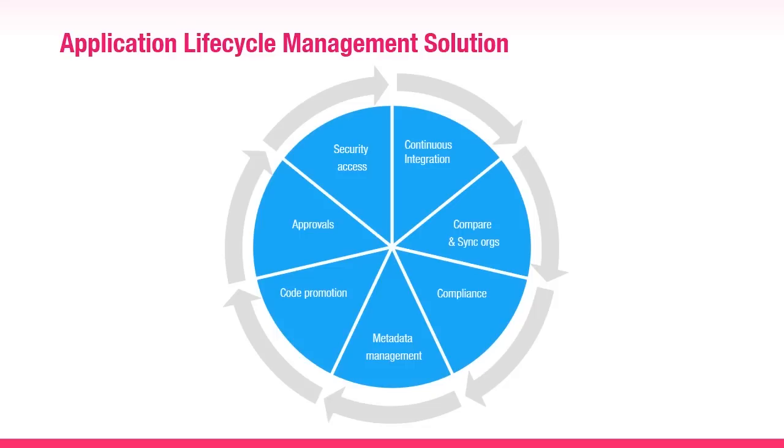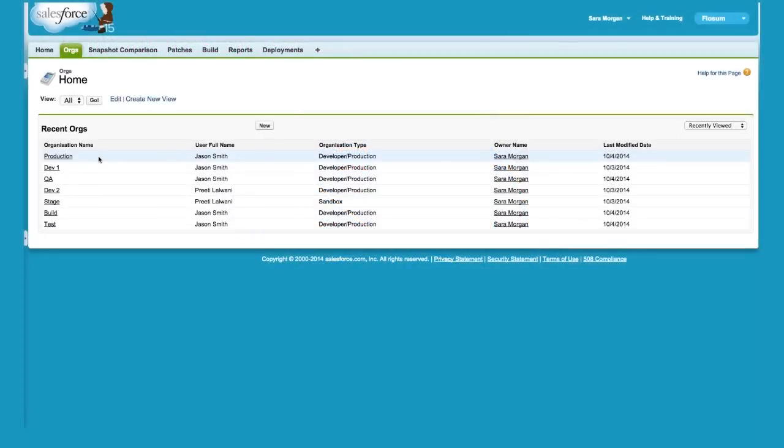Flosum is a flexible, robust, and easy-to-use solution for release management so that you don't have to deal with cumbersome change sets, Ant scripts, or metadata APIs. Let me show you how Flosum works.